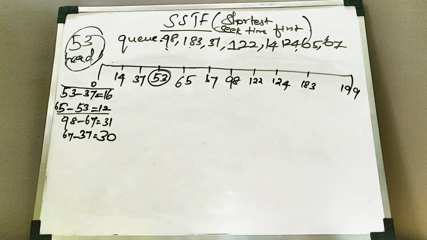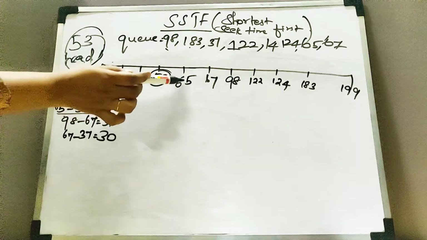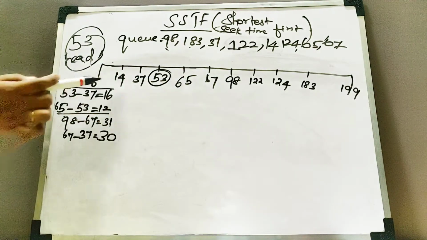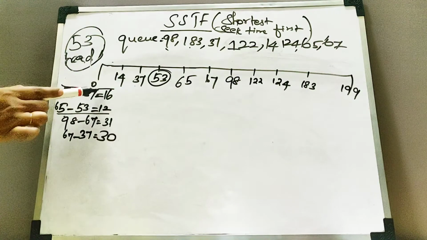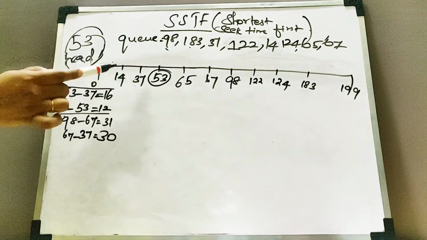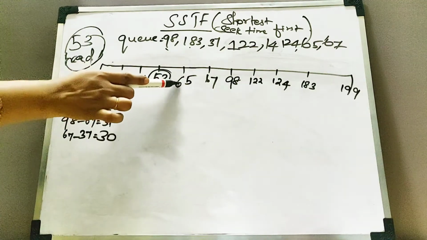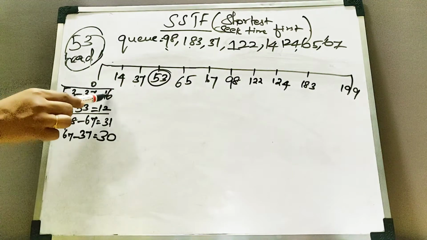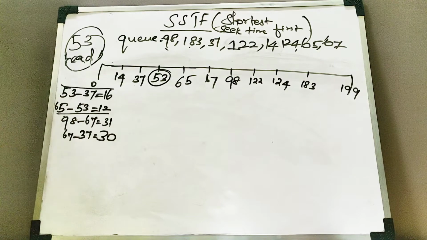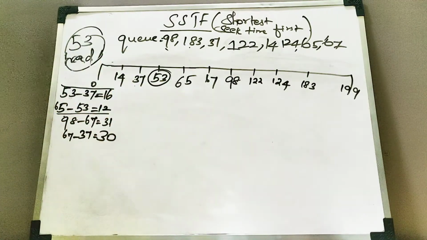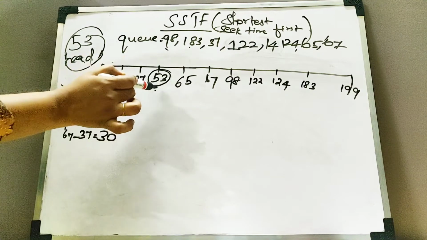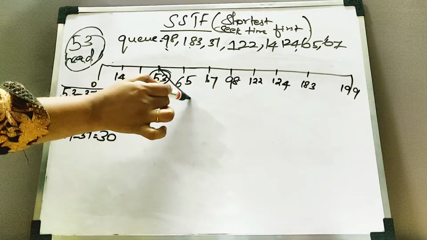From 53 there are two close points. We find the difference: 53 minus 37 is 16, and 65 minus 53 is 12. Which one is least here? 12 is least, and 12 is from 65. So from the current position 53, the head has to move to 65.